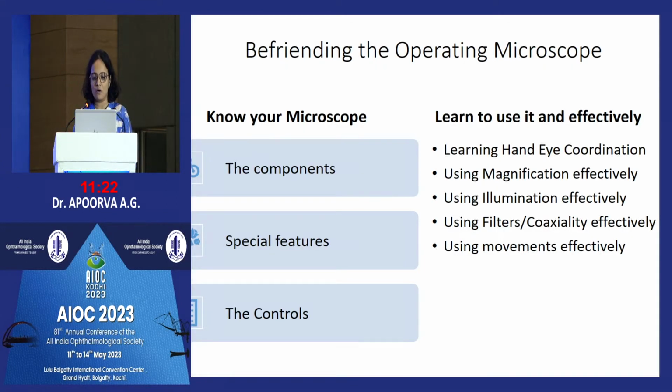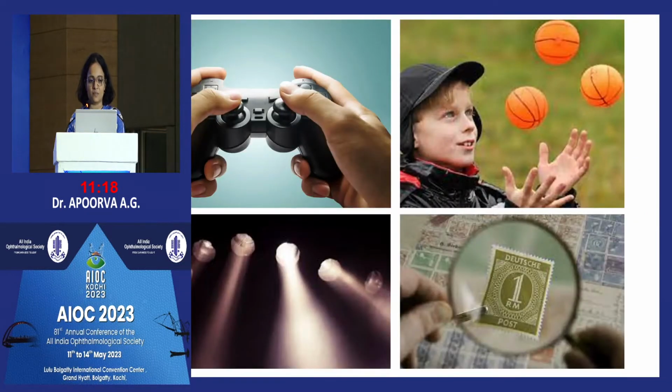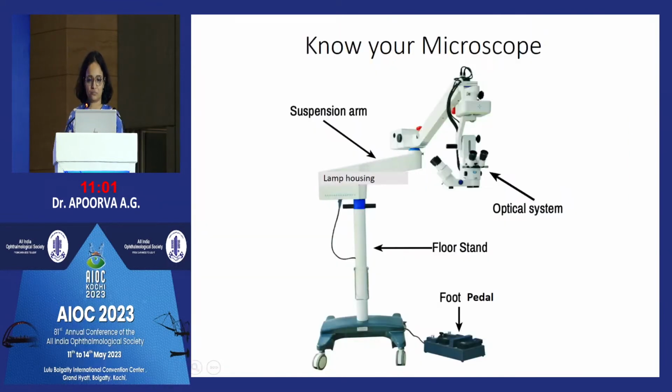It's all about knowing the components, the special features and the controls. It's much like how we eventually learn to play a video game very effectively. We learn about hand-eye coordination and we incorporate our gross and fine movements in the hand-eye coordination game. We learn about illumination and magnification. So let's look at the operating microscope.